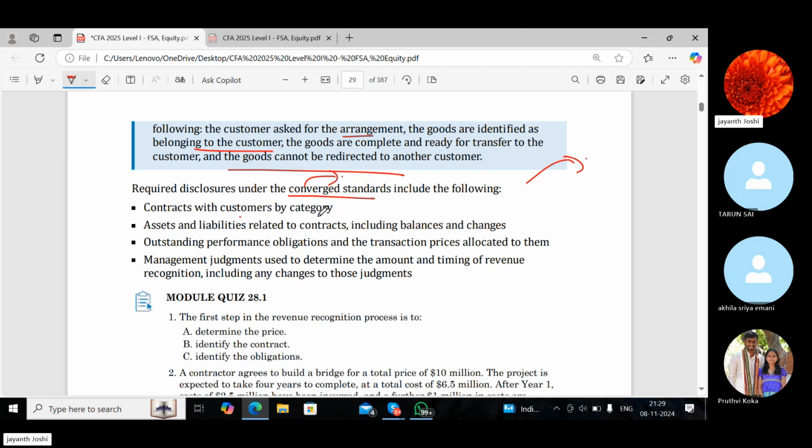Contracts with customers by category, you have to show extra information. Assets and liabilities related to contracts, including balances and changes outstanding, like if anything in any terms and conditions changes, you have to mention. Outstanding performance obligations and the transaction price allocated to them, that detail should be given. And management judgments used to determine the amount and timing of revenue recognition, including any changes to those judgments.